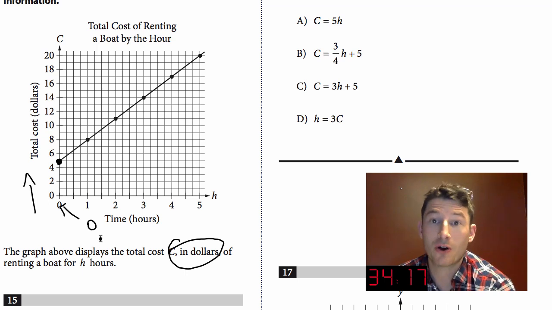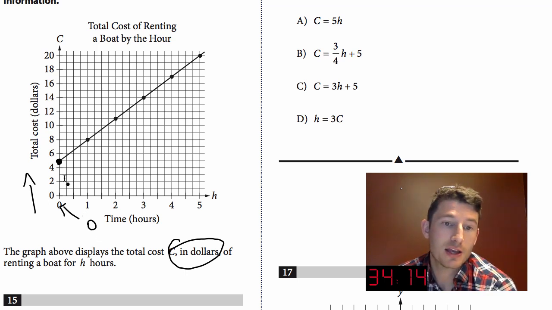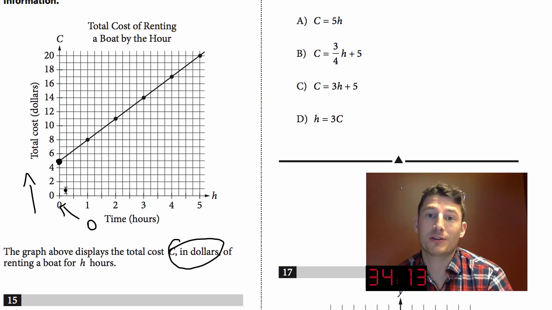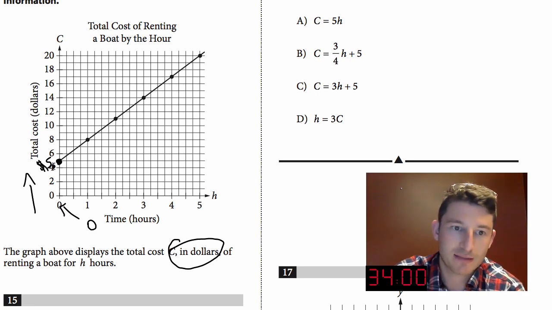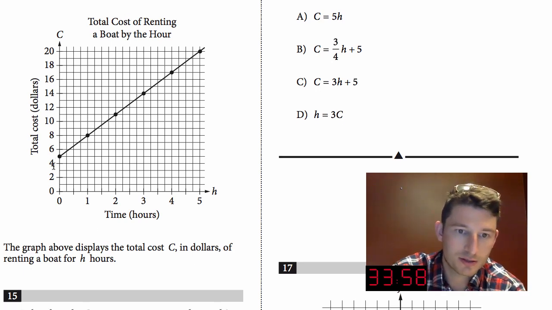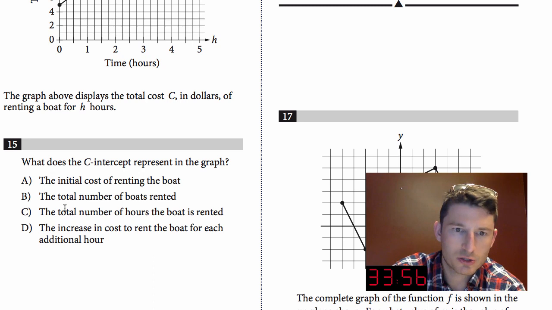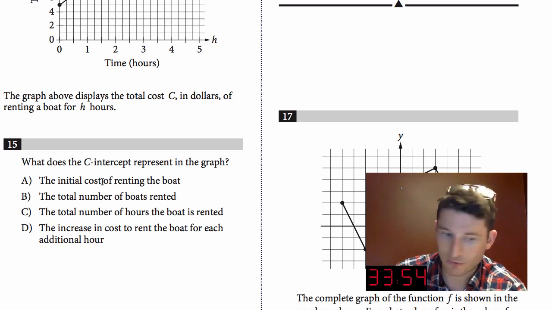This is like renting a car or anything where you rent something. You're going to pay some flat fee in the front, and then as time goes on, you pay a little bit more. So this is probably the price that it costs you, what, $5 in dollars? So that's $5 right there. It costs you $5 just to say, hey, I want a boat, without even saying how long you're going to be on it. So that is the initial cost of renting the boat.